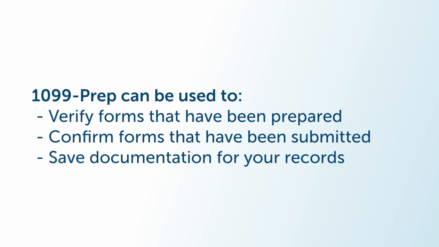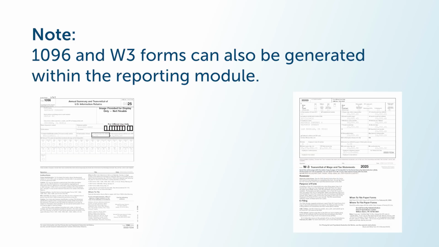process. Regardless of the company structure, reports in 1099 Prep can be used to verify forms that have been prepared, confirm forms that have been submitted, and to save documentation for your records. Additionally, summary forms such as 1096 and W3 can be generated within the reporting module. These forms do not need to be submitted when e-filing with 1099 Prep, but can be created for archiving purposes. In this video, we will be reviewing multiple types of reports.